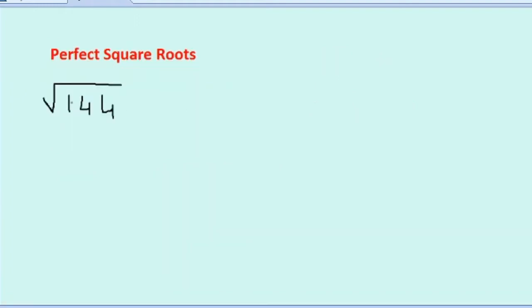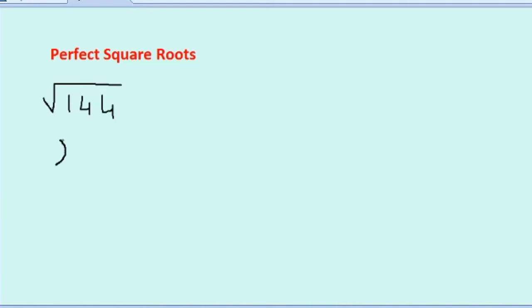I'm taking an example of root 144. I know root 144 is equal to 12, but how do we find this? There are some other methods also, but I am going to give you a method in which you can find the values exactly. That is known as the division method. We are going to use the division method to find the value of root 144.